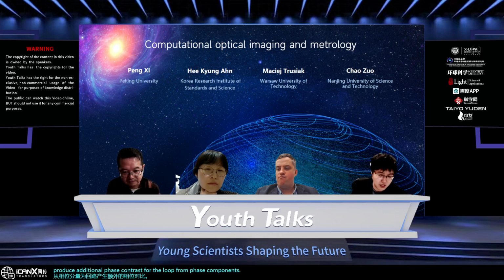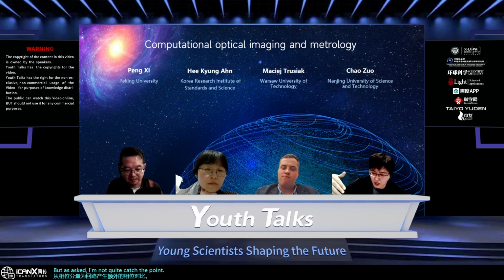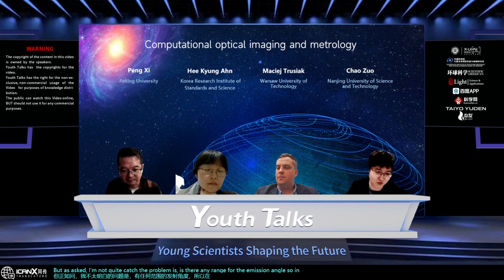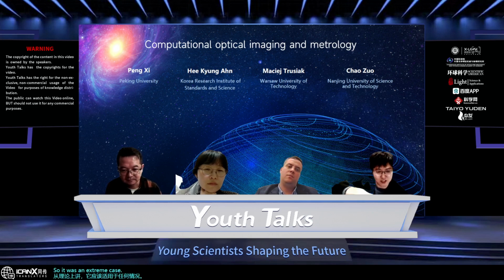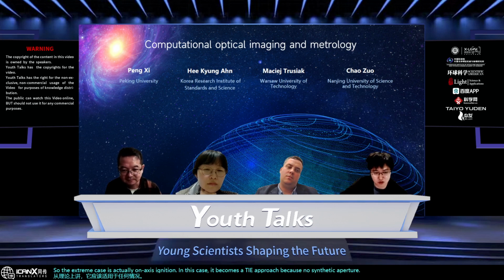But as asked, I'm not quite sure I caught the problem. Is there any range for the illumination angle? Theoretically, it should work for any case. The extreme case is actually on-axis illumination. In this case, it becomes a TIE approach because there is no synthetic aperture gain from off-axis illumination, but we use defocus to recover the phase.